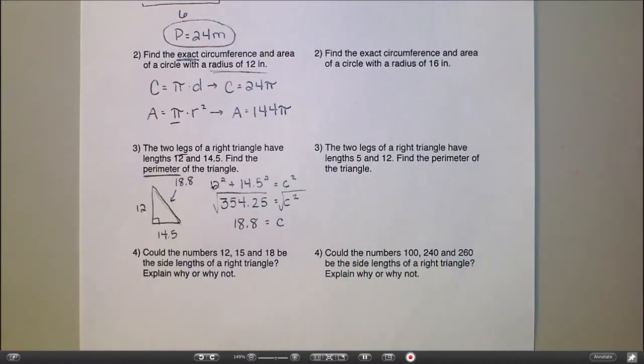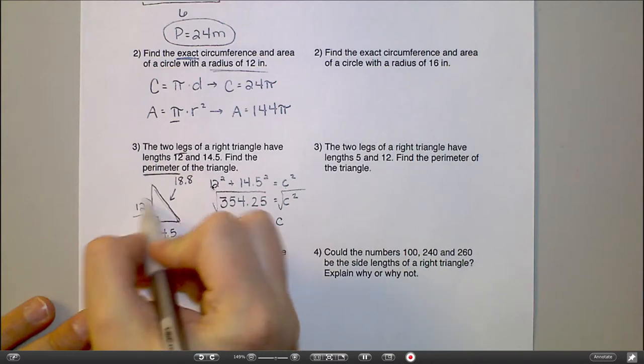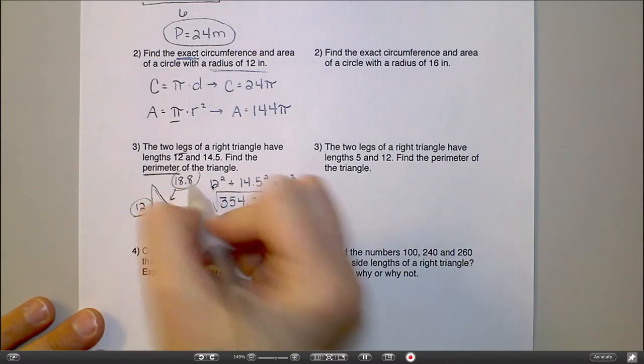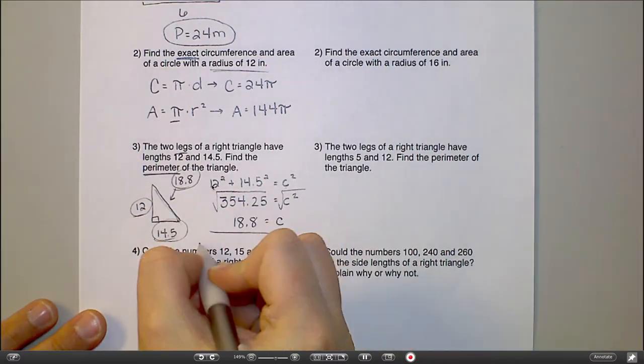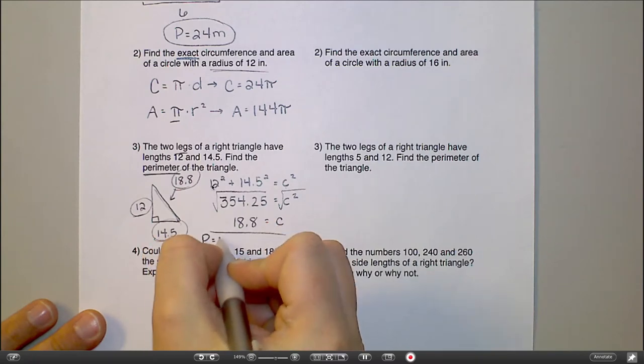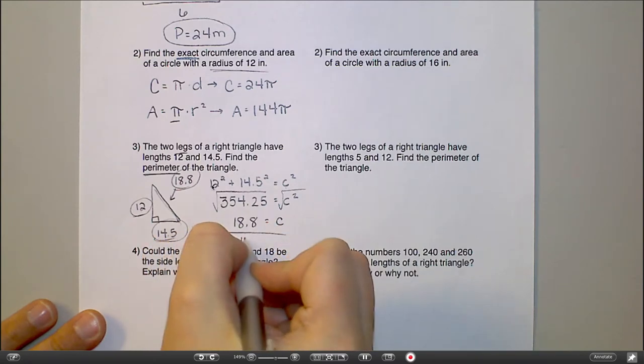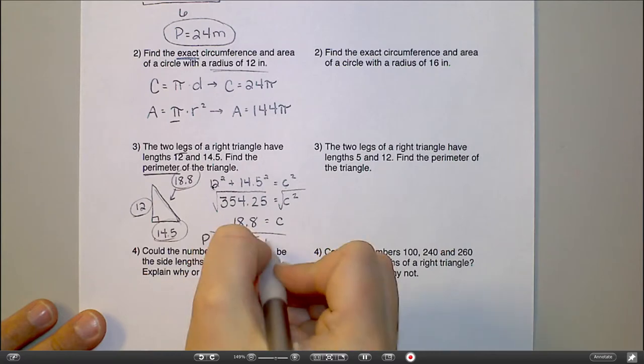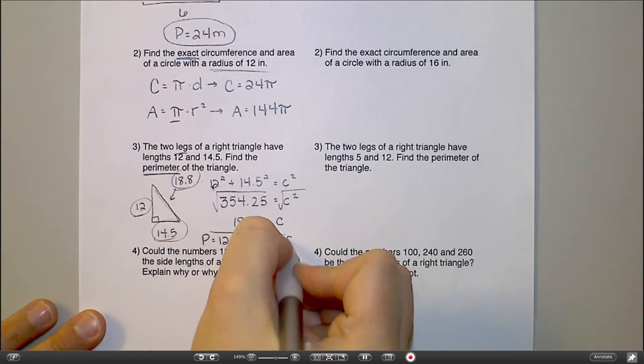Am I done? No, because the question asked for the perimeter. So now what do I do? Okay, so I add together 12, 14.5, and 18.8. So my perimeter is 12 plus 14.5 plus 18.8.